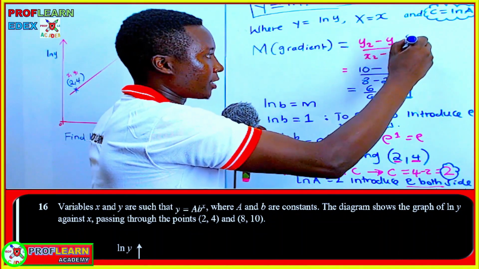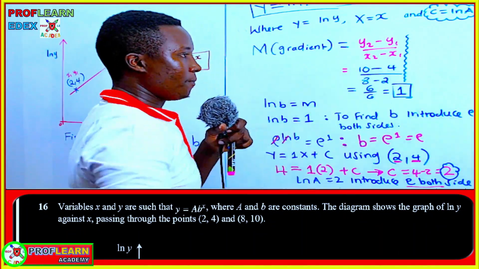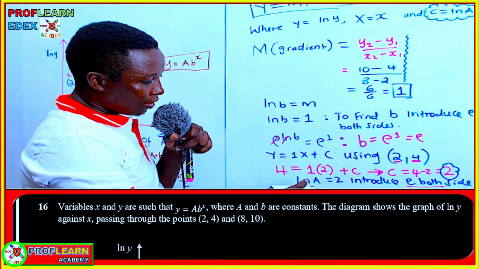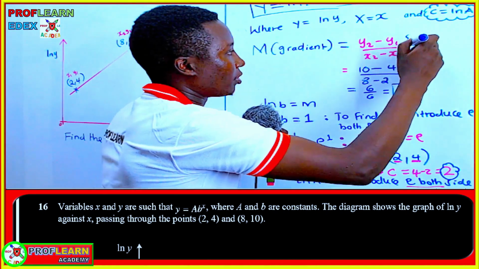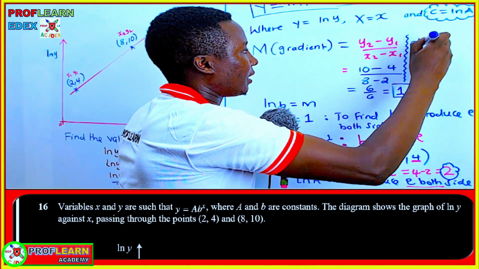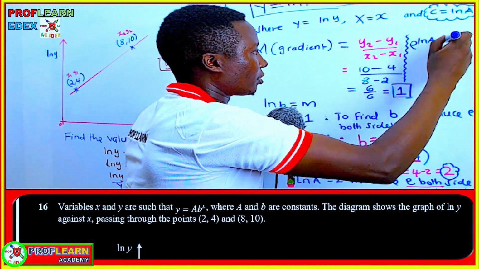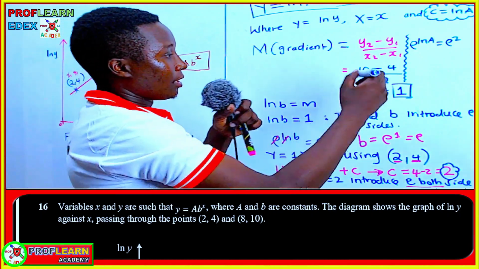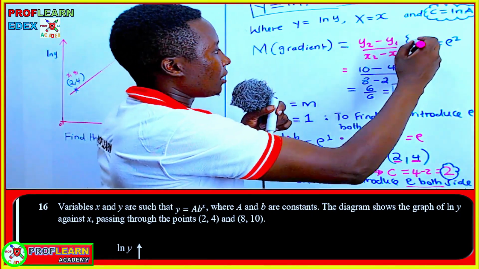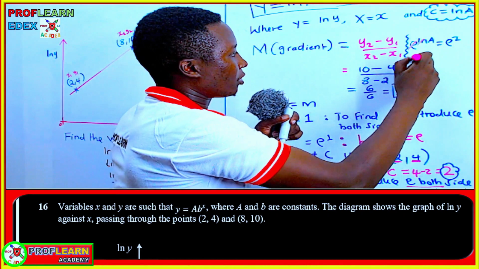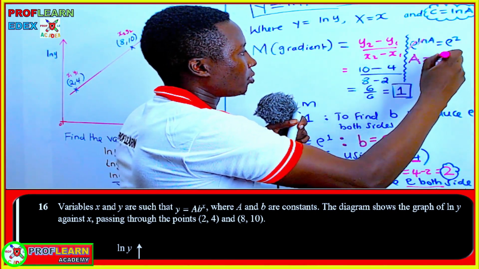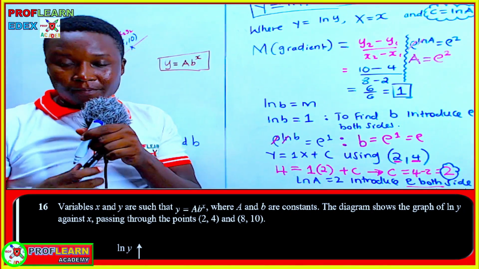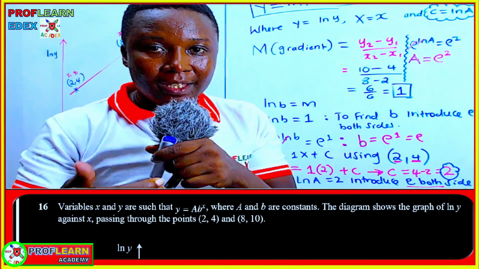Let me just make use of this page that is at the top here so that I can show you exactly what we're supposed to do. So this is going to be e raised to ln of a equals e raised to power 2 as shown there. So at this given point, e and ln will cancel out and we're going to remain with a equals e squared. So we have obtained the two constants a and b.